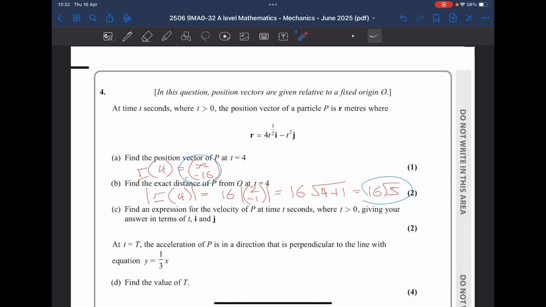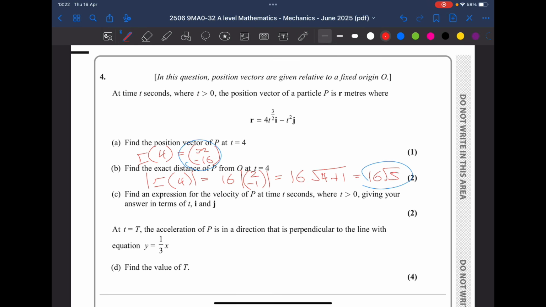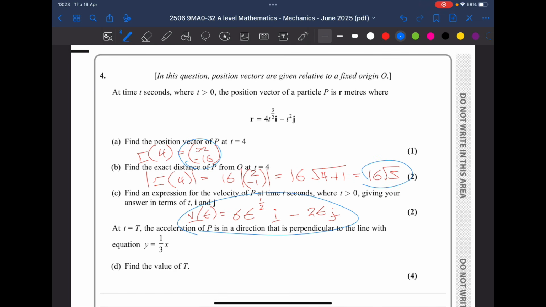Part C then, we want to find an expression for the velocity, giving your answer in terms of i and j. So we need to differentiate this. We do that again term by term. The i's and j's are not going to affect us. So for the first part, we have 4 times 3 over 2. The over 2 will take that down to 2, times with a 3 gives us a 6. And the power will drop by 1, so instead of 3 over 2, it will be 1 over 2. We get that many i's. And for the t squared, that'll turn into 2t, still times a j. So that's our velocity at time t in terms of i and j. That looks good to me.